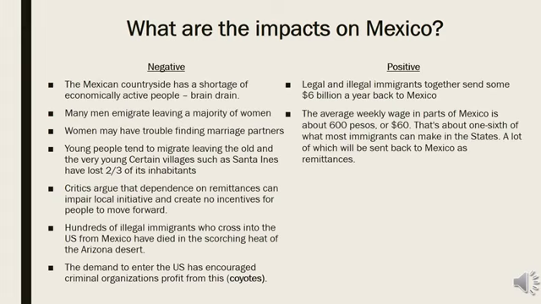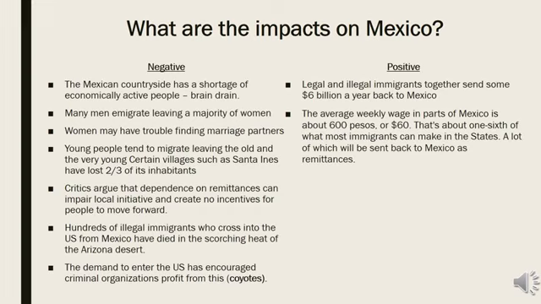In addition to this, hundreds of illegal migrants who cross into the US from Mexico have died in the scorching heat in the Arizona deserts, and they've also been arrested and put into prison. The demand to enter the US has encouraged also criminal organizations to profit from this. These people are sometimes called coyotes.